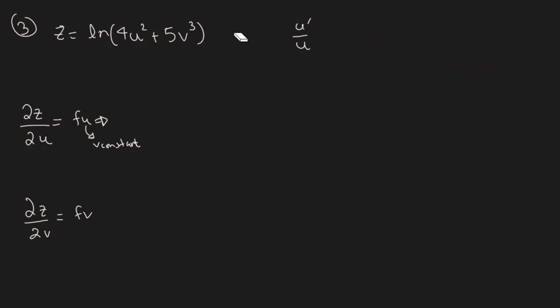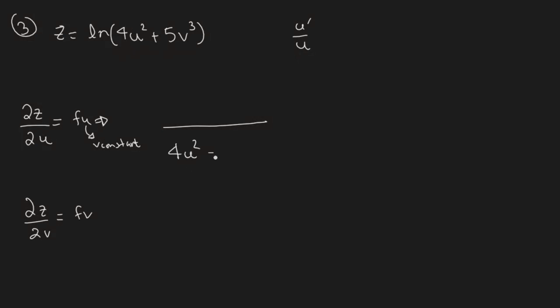Now let's use this to find the partial derivative of ln of this function, with respect to u first. Okay, so now we know we're doing u prime over u. So let's write u at the bottom first, which is this thing.